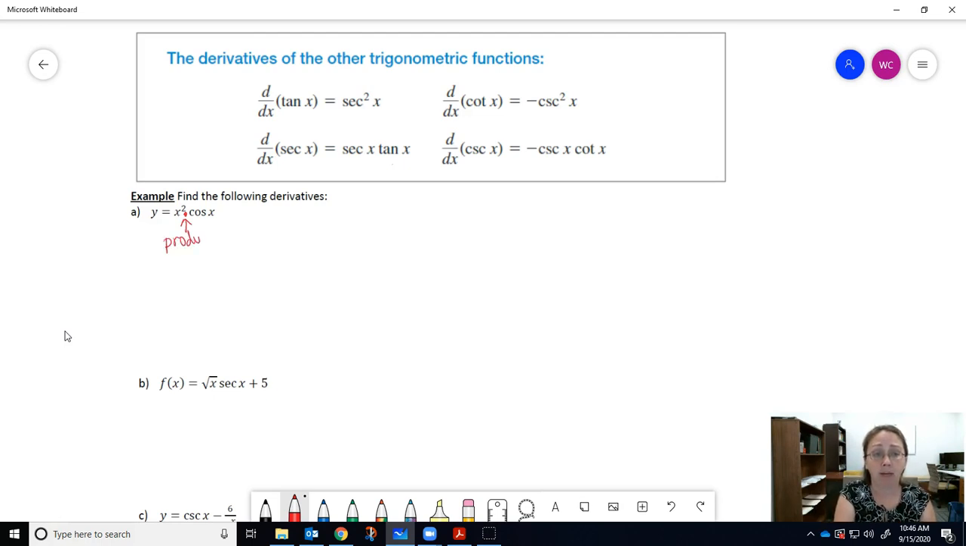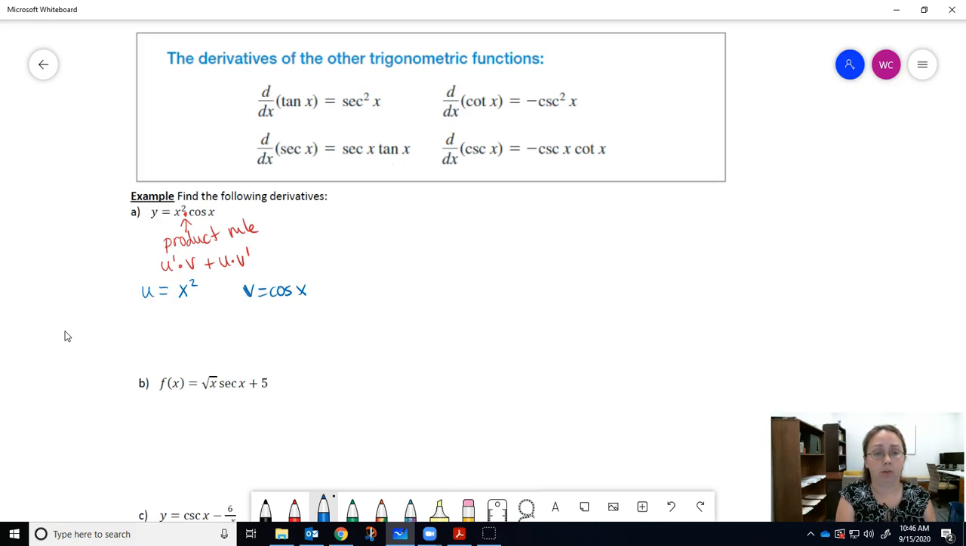You have to look at the big picture and see what operation is pulling it all together to figure out where to start taking your derivative. So product rule, hopefully you remember that rule. It's u prime times v plus u times v prime. So we have to write down u, write down v, and then take the derivatives. So I'm going to let u equal, remember it doesn't matter in product rule who is who, just make sure everybody goes somewhere. So u is going to be my x squared, v is going to be my cosine of x.